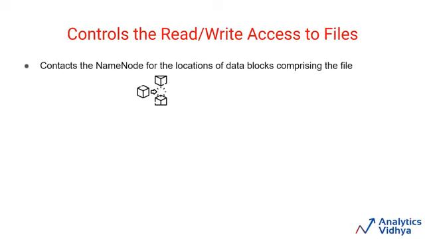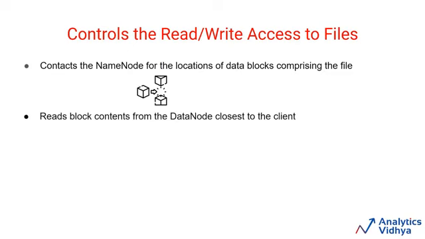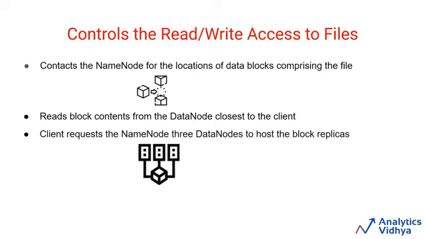An HDFS client wanting to read a file first contacts the name node for the locations of data blocks comprising the file. Then it reads the block contents from the data node closest to the client. When writing data, the client requests the name node to nominate a suite of 3 data nodes to host the block replicas. The client then writes data to the data nodes in a pipeline fashion.